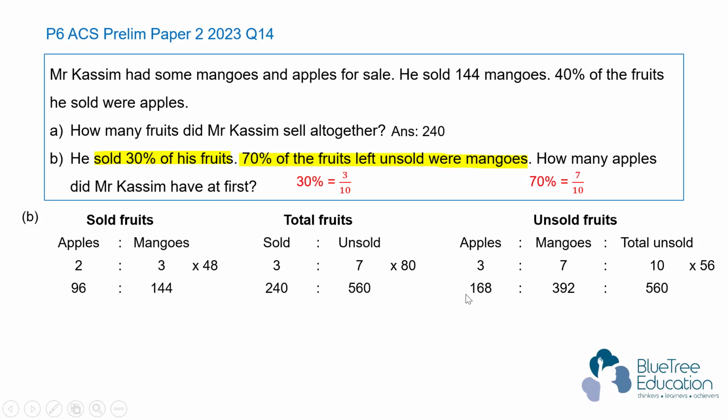So from here, we want to find the total number of apples he had at first. The apples that he had at first is represented by how many apples he sold and how many apples he has left. Hence, if we add the two numbers together, which is 96 apples sold and 168 apples left, we'll get 264, and that is our answer for part B.